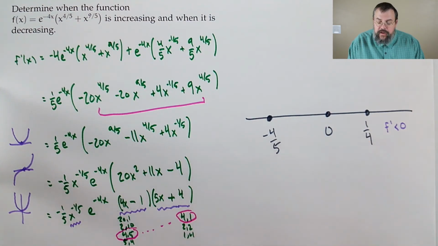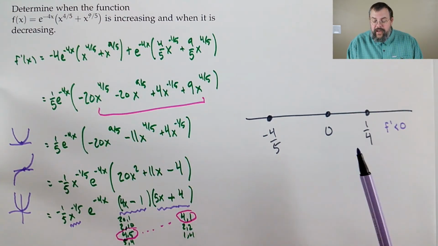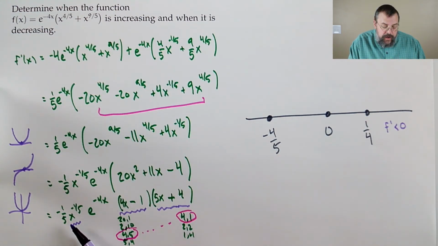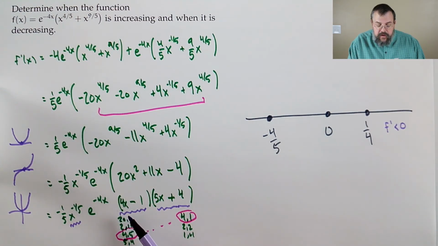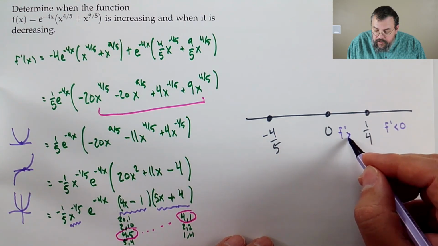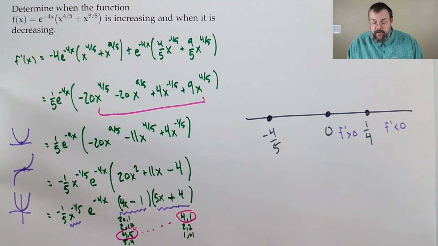Now, between 0 and a fourth, you could pick something like an eighth. If you're looking for a number in between, take the average. If you add the two together and divide by 2, that gives you the halfway point. So a positive number, when I take it to the negative 1/5, is positive, always positive. This would be a half minus 1, which is negative. And here we'd have 5 halves plus 4, which is positive. So we have a negative and another negative, 2 negatives, which means, lo and behold, our derivative is now positive. So we're going up between 0 and a fourth.